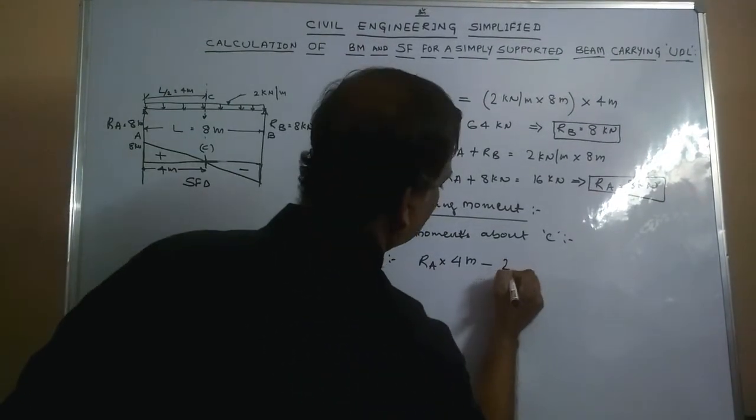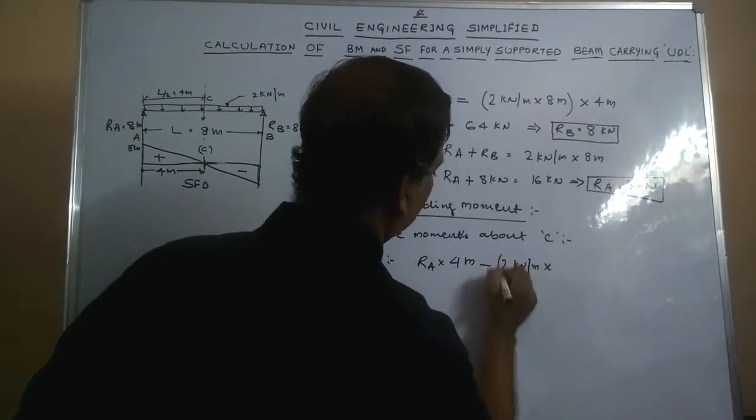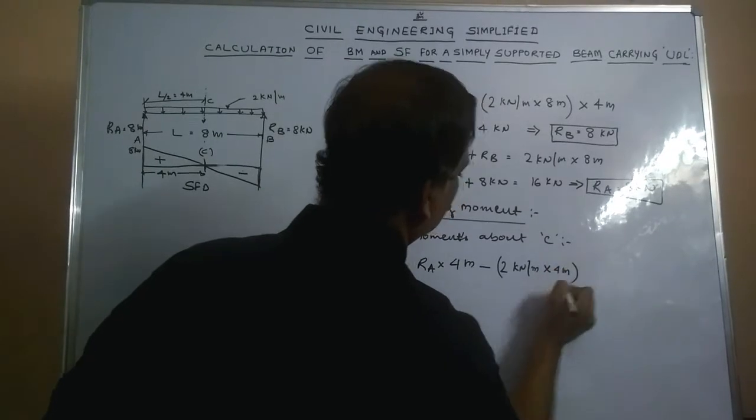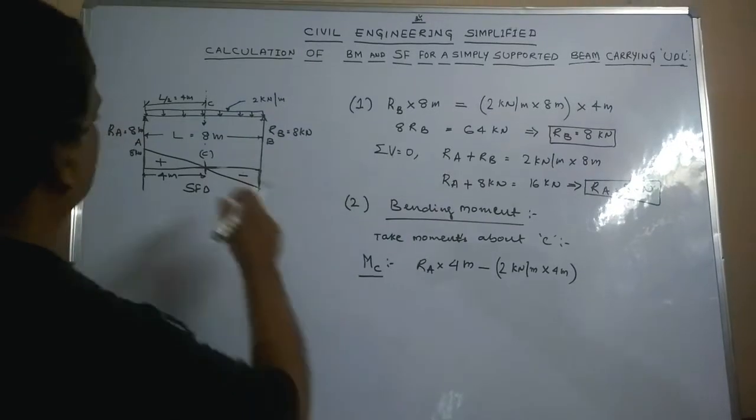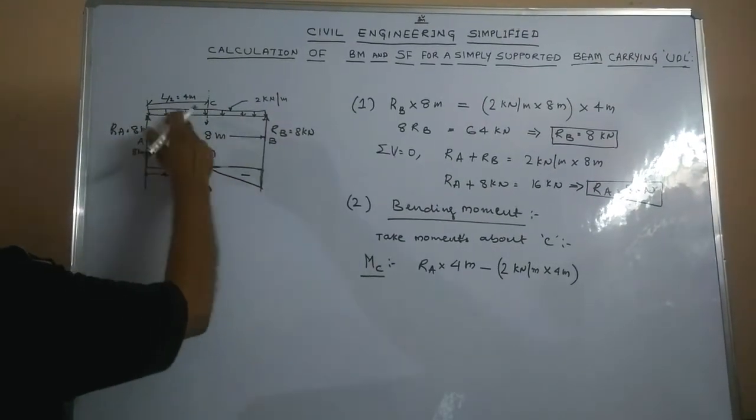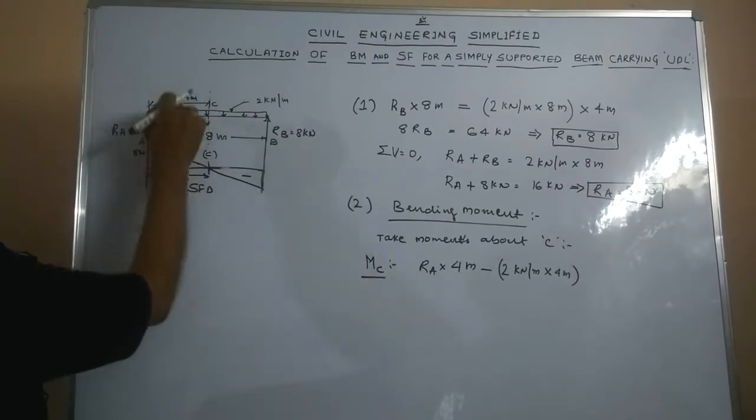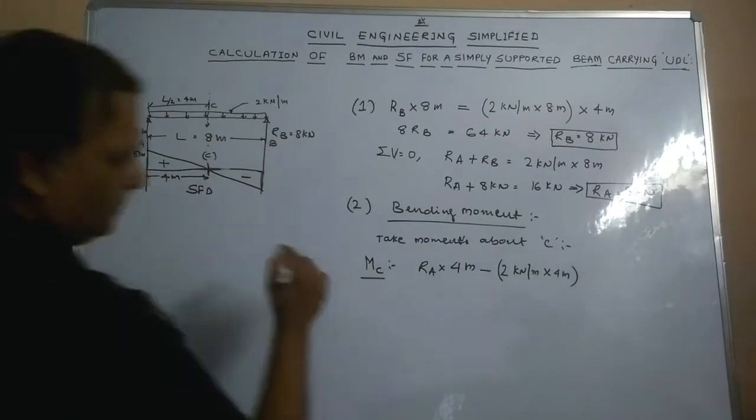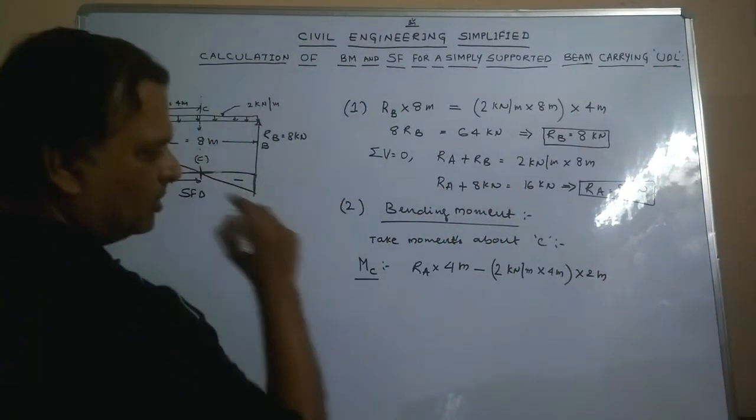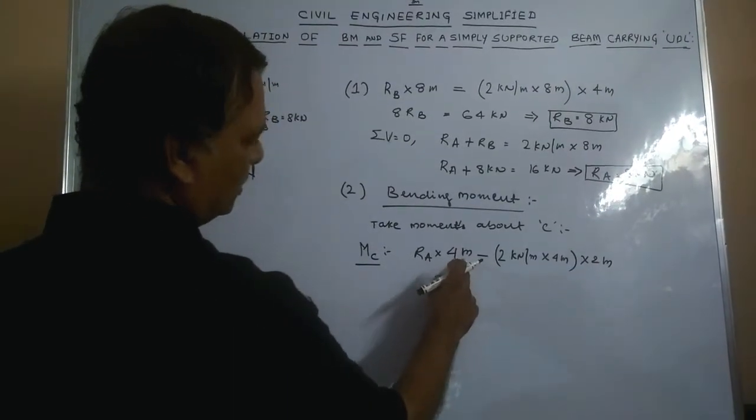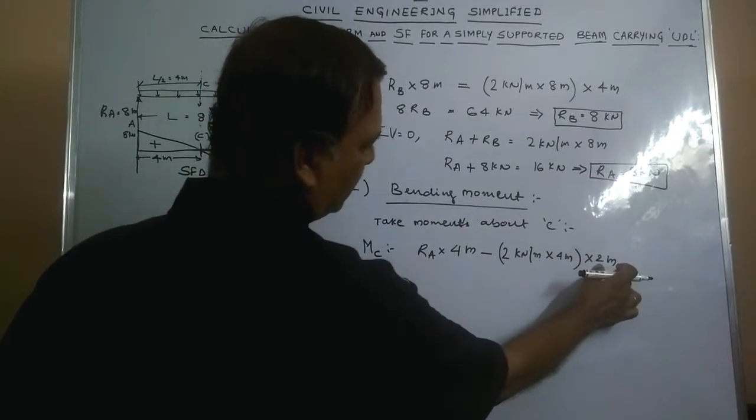The intensity of the UDL is 2 kilonewton per meter, acting over a span of 4 meters, from point A to point C. So the resultant of this UDL acts at half the distance, which is 2 meters from point C. Hence, you multiply this by 2 meters. The definition of moment is force into perpendicular distance. Hence, this is the total force multiplied by the perpendicular distance.